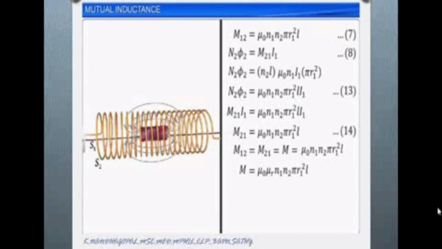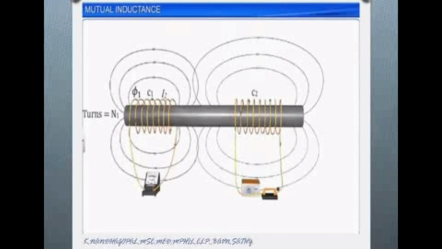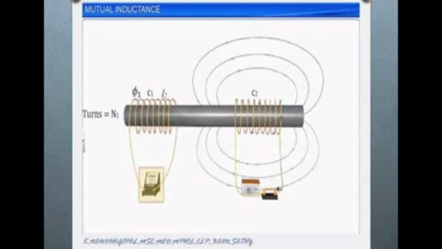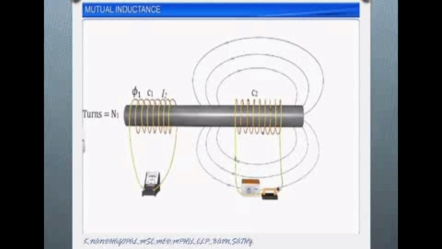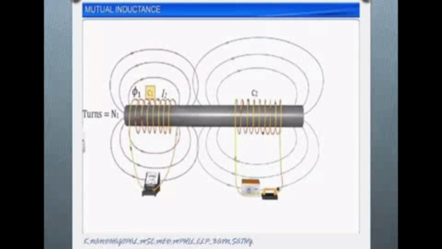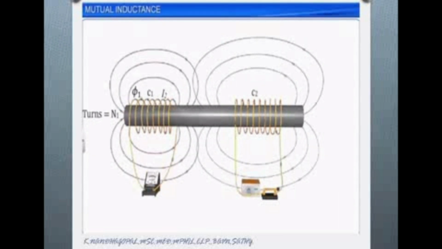So mutual inductance equal to mu naught mu r N1 N2 pi R1 square by L. Instead of pi R1 square you can write A. So M equal to mu naught mu r N1 N2 A by L is the mutual inductance. Okay, so another possibility, suppose you are changing the number of turns. Now the secondary coil is connected to the battery and the key. So now you can move the coil towards the coil which is connected to the battery. That mutual inductance is produced.